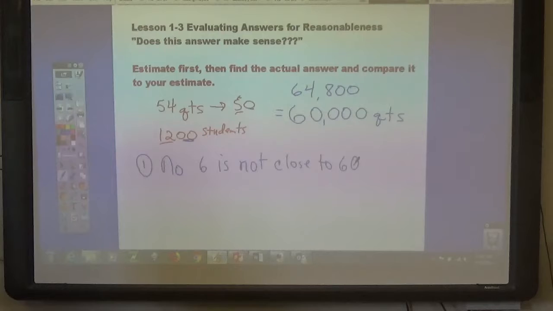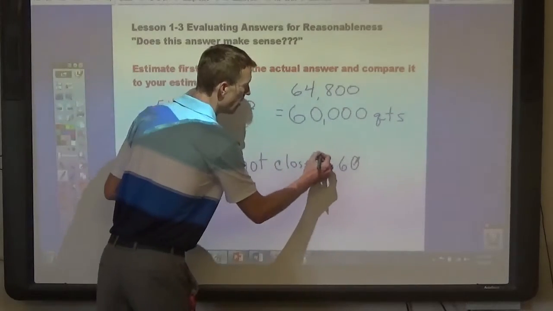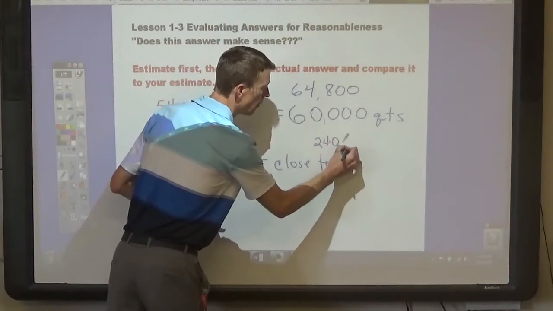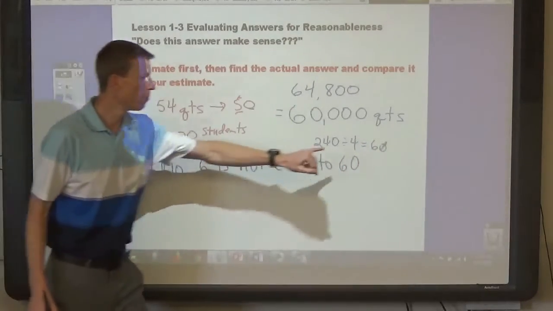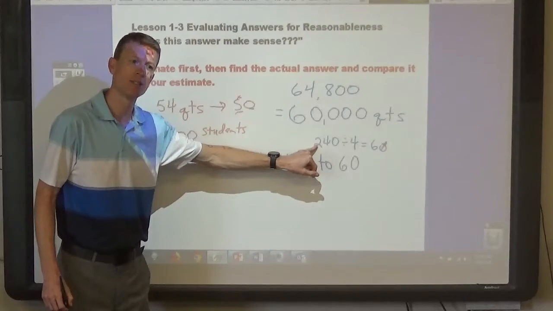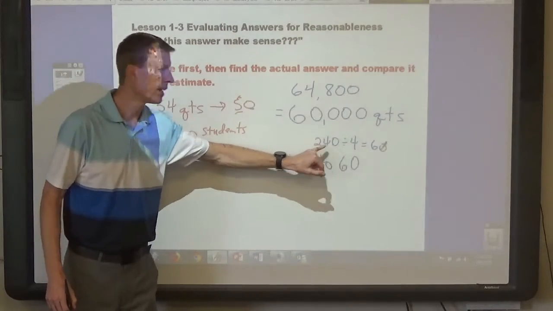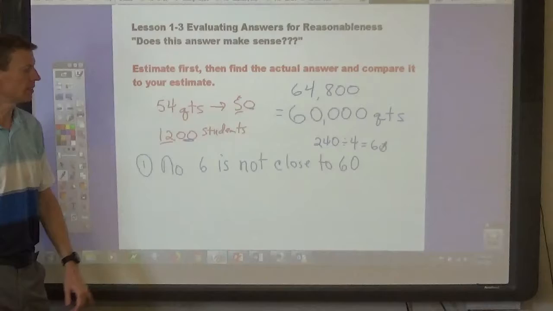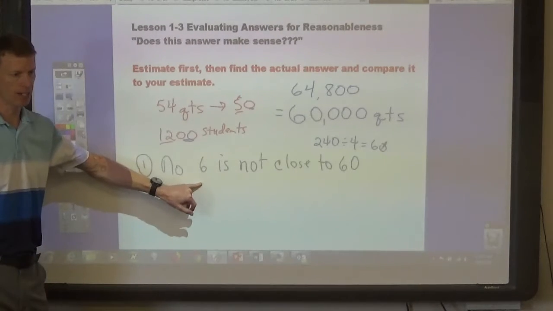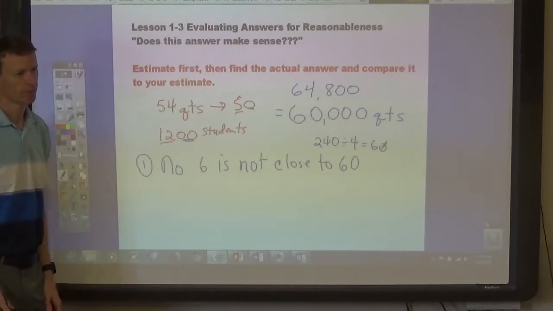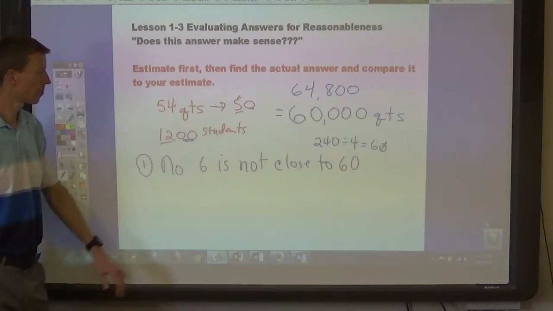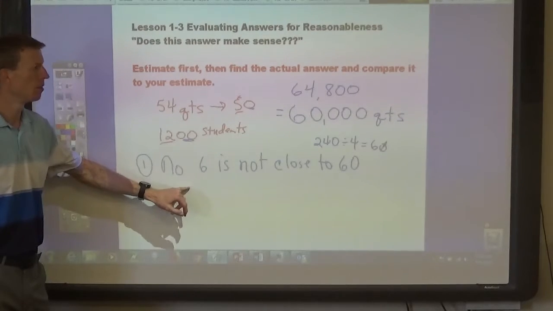Ed? The actual answer is 60. So 240, we said that 240 divided by 4 is 60. 4 people eating 240 calories. Okay? That's 60. But Alex thought it was 6. That's not a reasonable estimate or a reasonable answer. David? Do we have to write all of the problems? You have to write all the problems.